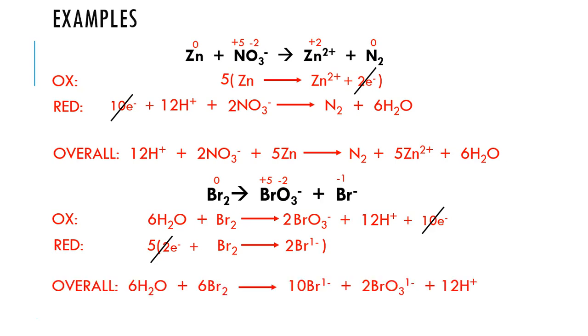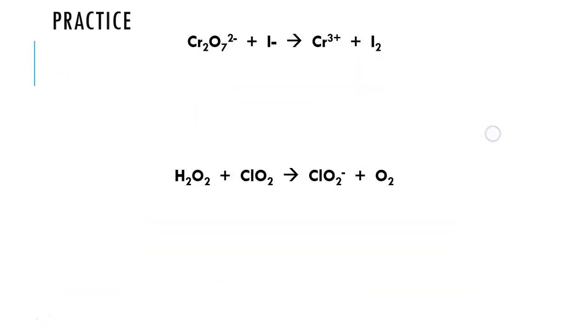Alright, so when we add the reactions together, we get 6 waters plus 6 bromines, and notice we have 5 from the reduction reaction and 1 from the oxidation reaction that we'll add together to produce 10 bromide ions, 2 bromate ions, and 12 hydrogen ions. And if you check, this is fully balanced. Alright, so take a moment and do these 2 examples all on your own.